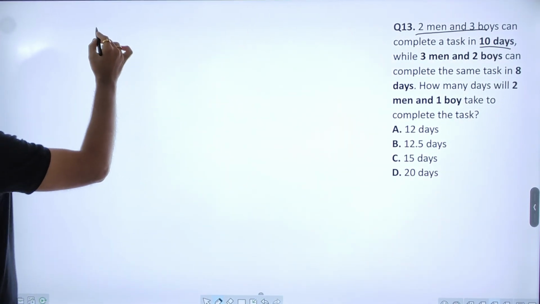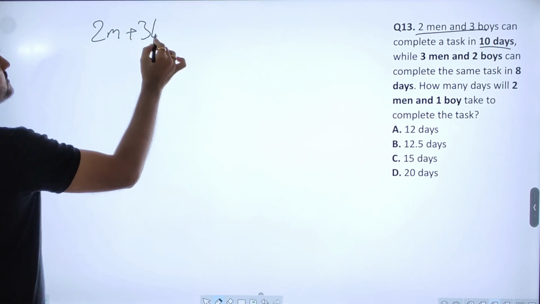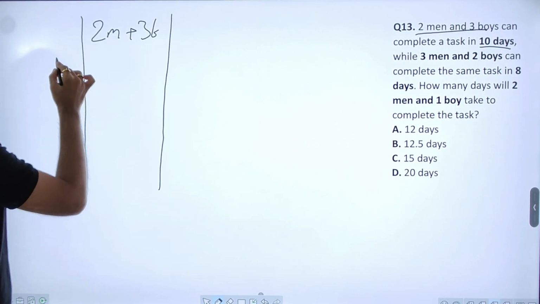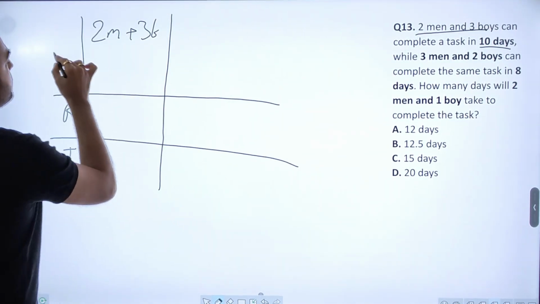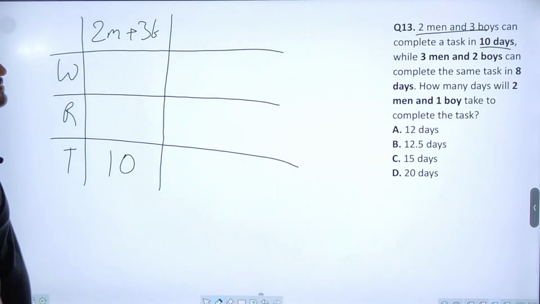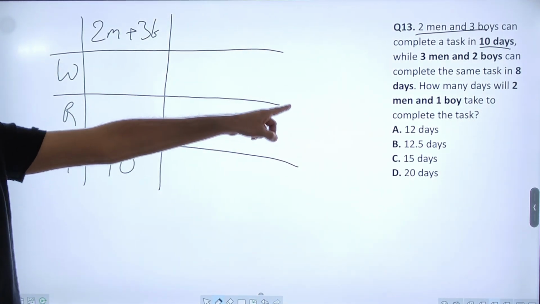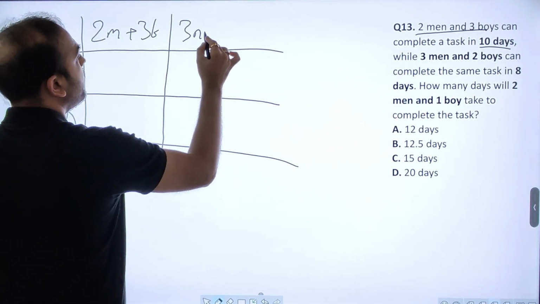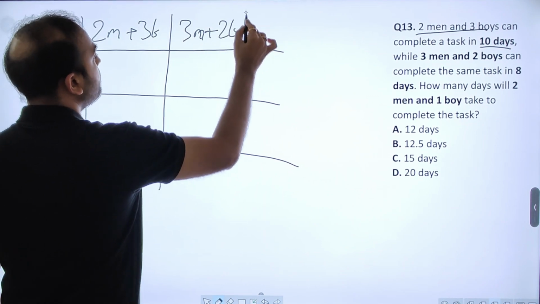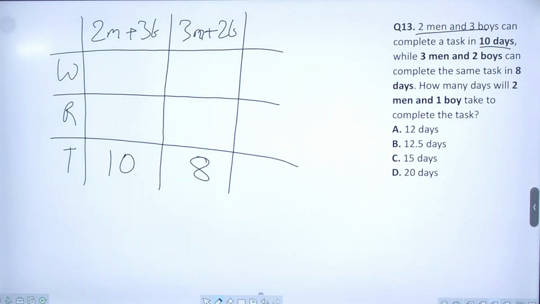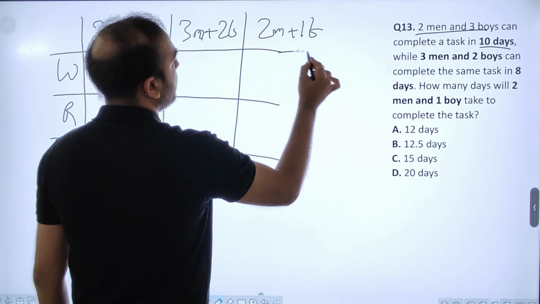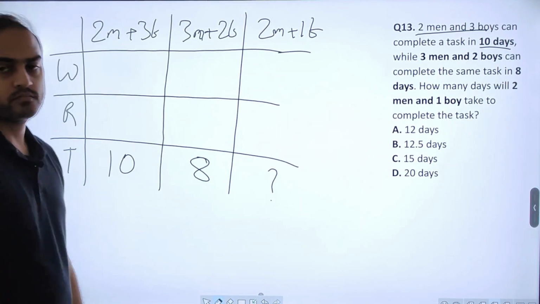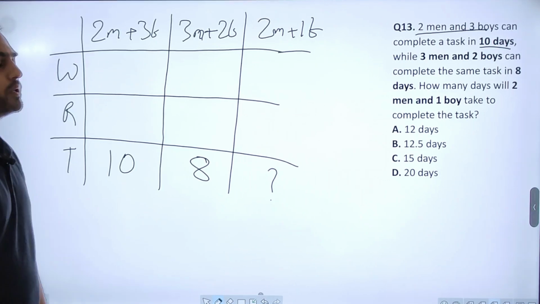So instead of A, I write 2M plus 3B because 2 men plus 3 boys are taking 10 days. Then we have 3 men and 2 boys finish the same job in 8 days. So 3 men plus 2 boys finish the job in 8 days. Question is, how long will 2 men plus 1 boy take?